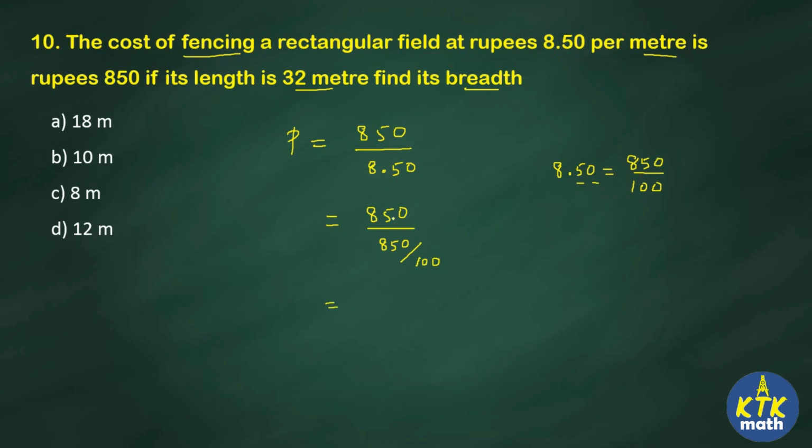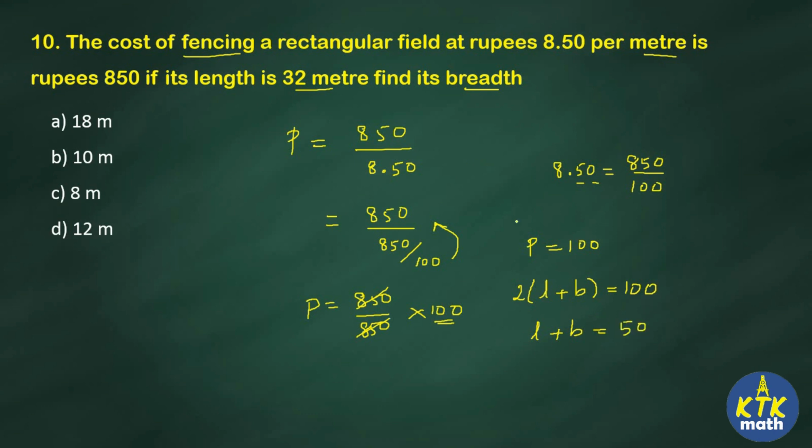Now already I told you, if you have a denominator, the denominator will move to the numerator. So 850 into 100 divided by 850. Therefore these two will be cancelled. So your perimeter is 100 now. It's a very simple one. From this we can find the breadth. So 2 times L plus B is 100. Then what about L plus B? 2 times some number is 100 means L plus B is 50.